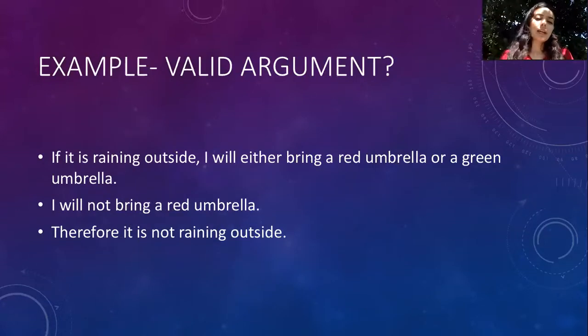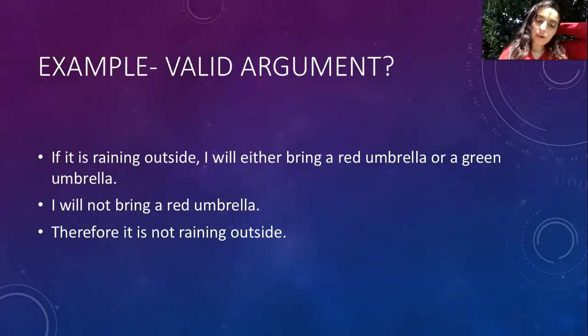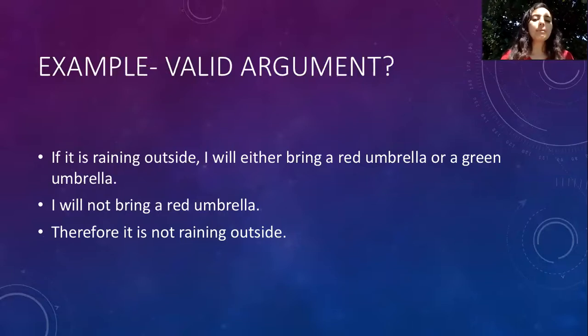Okay, another example. If it's raining outside, I'll either bring a red umbrella or a green umbrella. I will not bring a red umbrella, therefore it's not raining outside. So this example is pretty straightforward. I think this one's definitely easier than the first one, but same idea.